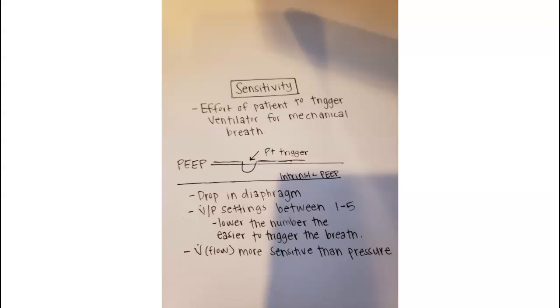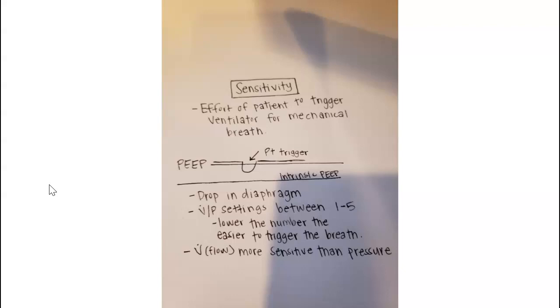So this is for control modes, whether we are in assist control or SIMV. We're chugging along, and then our patient triggers that they want a breath. This is our patient trigger, our negative inflection, the drop of our diaphragm. When we set our sensitivity, if you see this little V dot, that means flow. So we either will set this in flow or pressure settings.